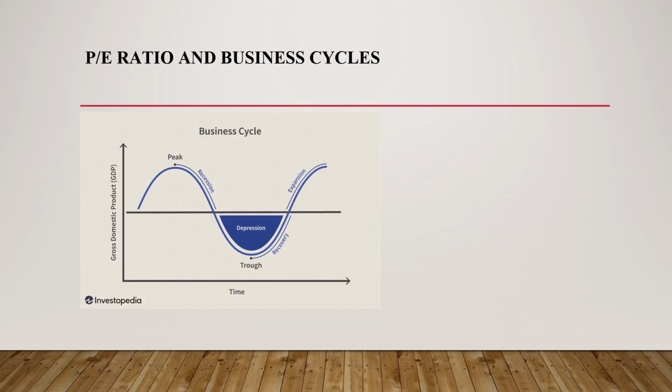P/E ratios can be affected by where we are in the business cycle. During economic expansions, P/E ratios tend to be higher because investors expect future growth. In recessions, they drop as earnings decline and pessimism sets in.